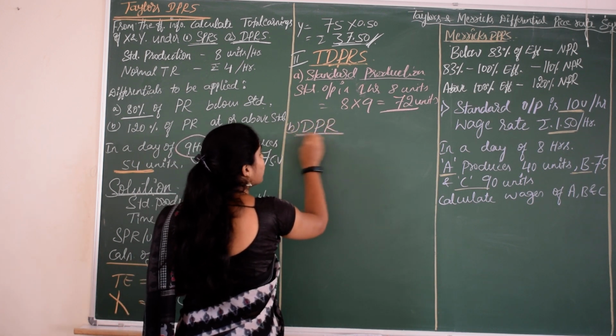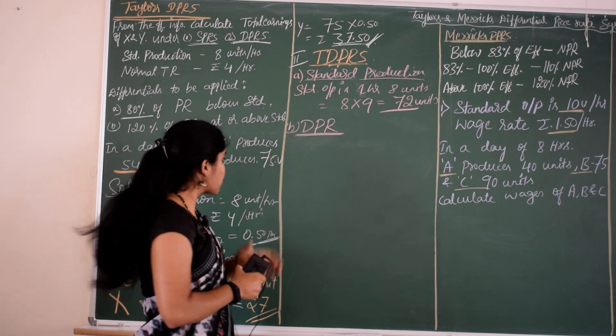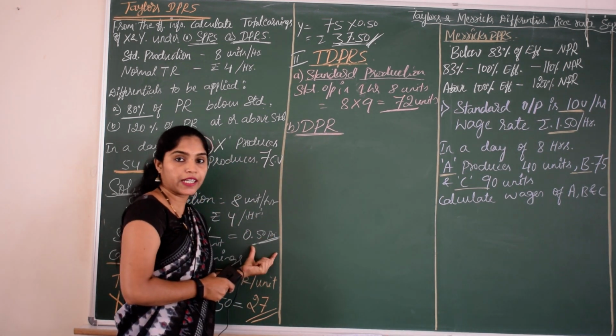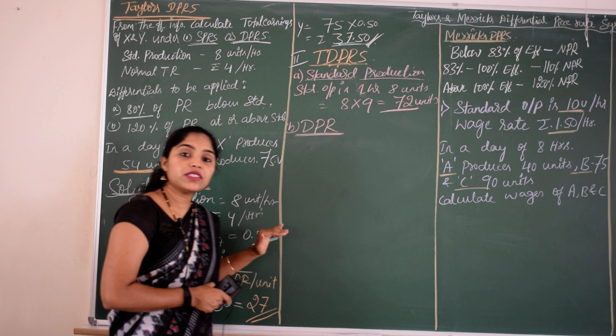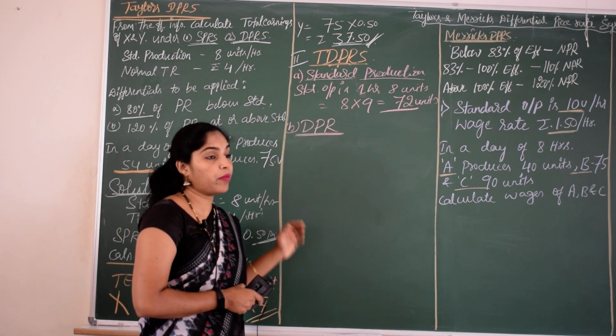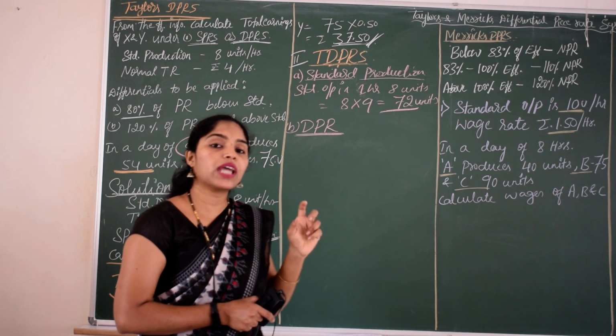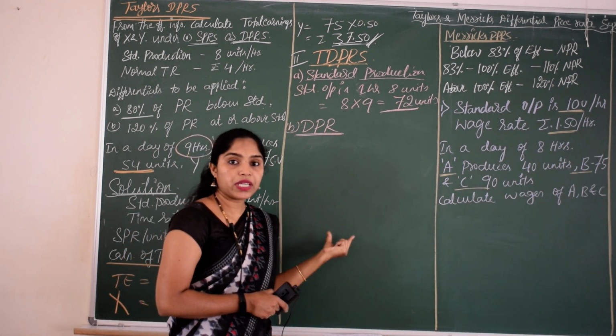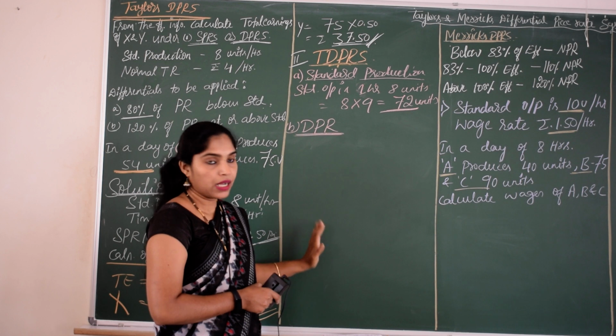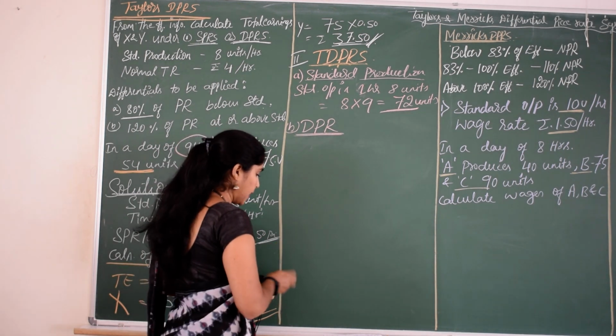So, now let us calculate the differential piece rate. Already we have calculated the piece rate here. This 50 paise is just the straight piece rate, but according to Taylor we cannot apply the straight piece rate system. We have to calculate the differential piece rate for calculating the total earnings.